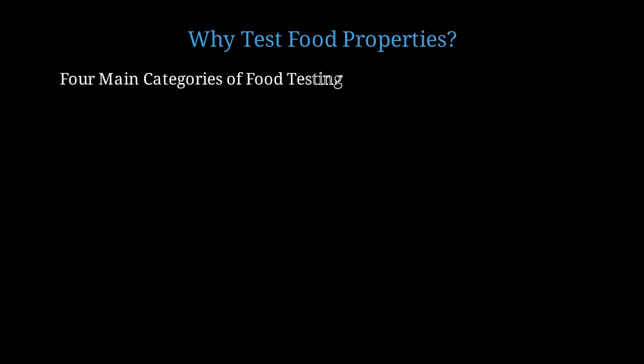Food testing falls into four main categories: physical properties, chemical properties, microbiological properties, and sensory properties. Each category requires different techniques and equipment. Let's start with physical property testing. These are properties you can measure without changing the chemical composition of the food.